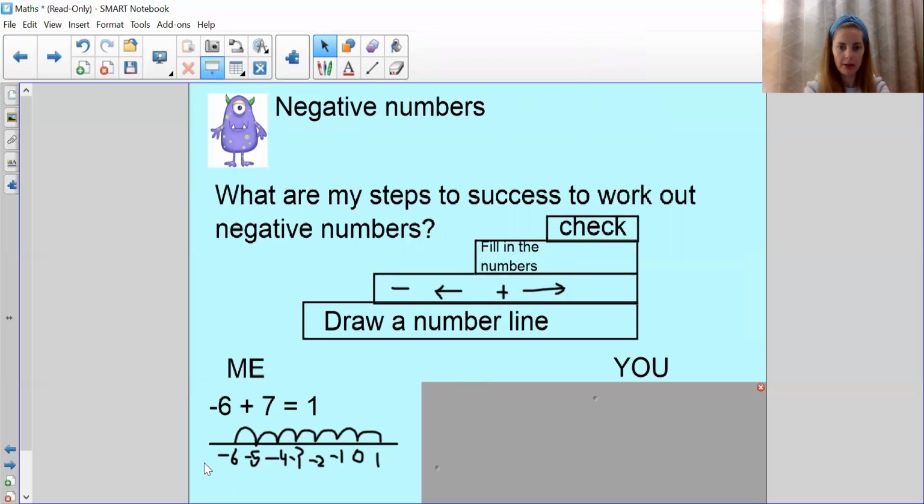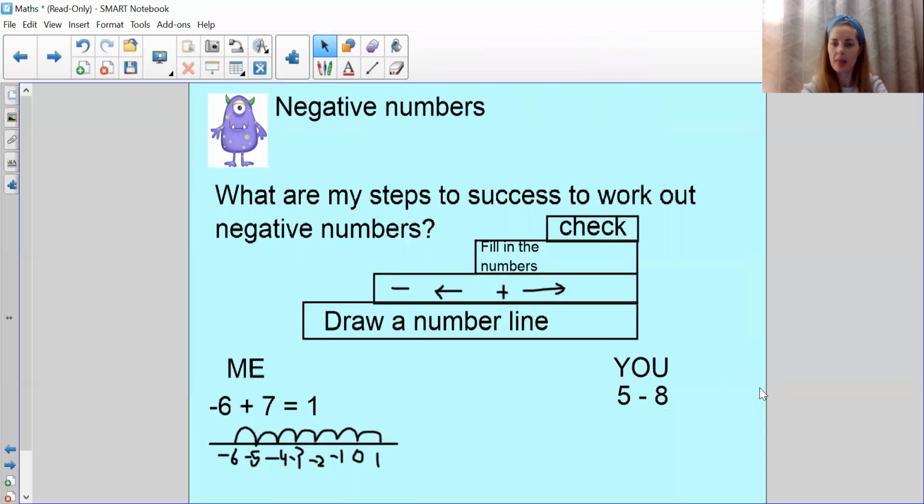I'm going to go and check my answer. Is my number line correct? Yes, it is. Have I done 7 hops? 1, 2, 3, 4, 5, 6, 7. Yes, I have. And does that make sense? Yes, it does. And I can then be confident that my answer is correct. Now I would like you to have a go at answering this question: 5 - 8, using our steps to success. You can pause the video now and have a go.